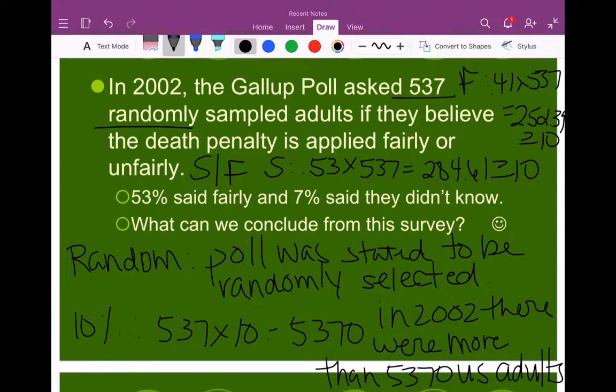So we've checked all of our conditions. They're random, the 10% condition is checked, and our success-fail condition is checked, and we've shown all the work for each of them. So this tells me that we are completely good to go on and continue with our example to find the true proportion of adults that believe that the death penalty is applied fairly.